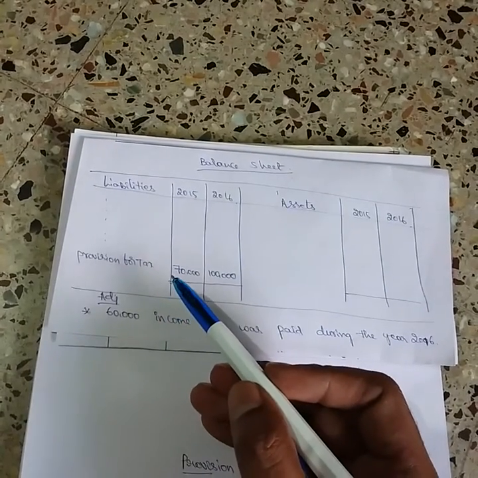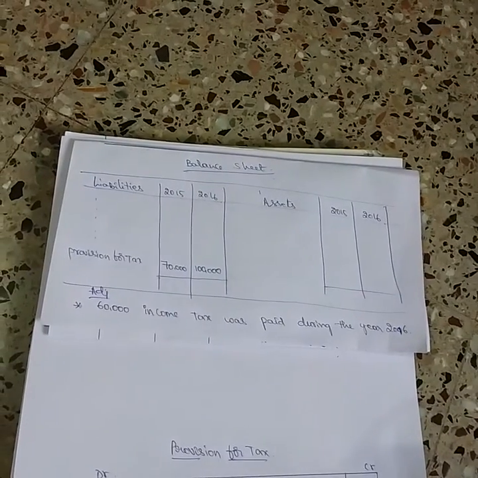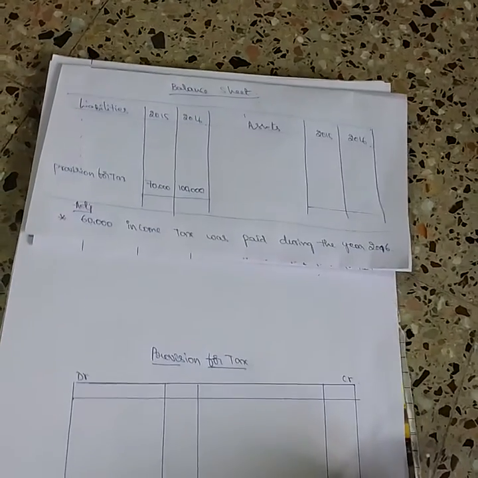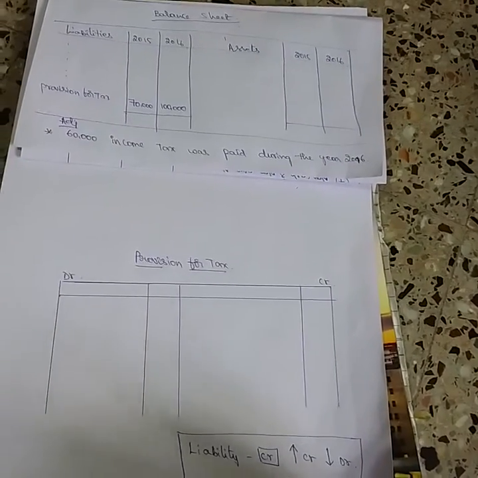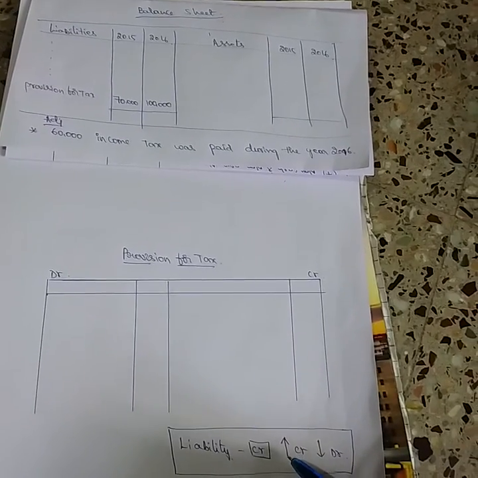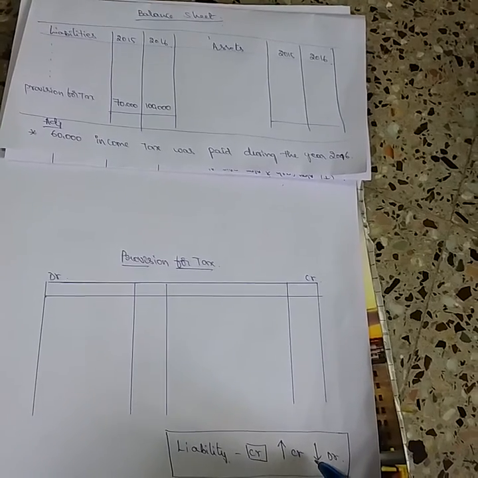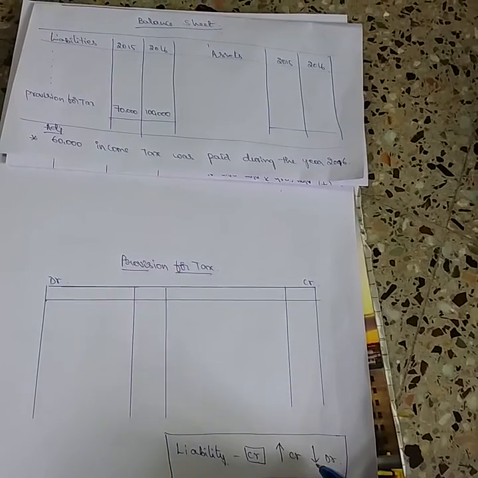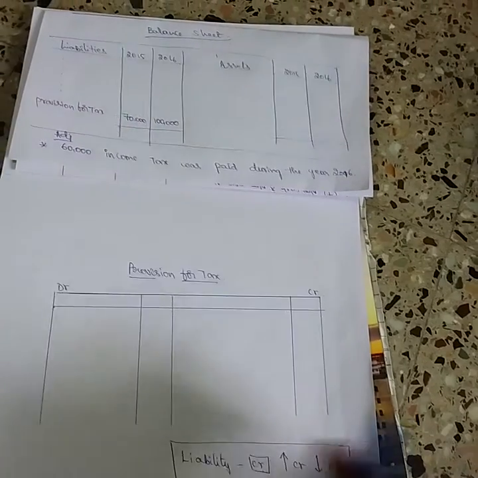In this case, we need to prepare the provision for tax account. We need to prepare the ledger account of provision for tax. I think you know the rules of debit and credit. Liability will have a credit balance. Any transaction that increases liability should be credited. Any transaction that reduces liability should be debited. These are the rules of debit and credit in case of liability.